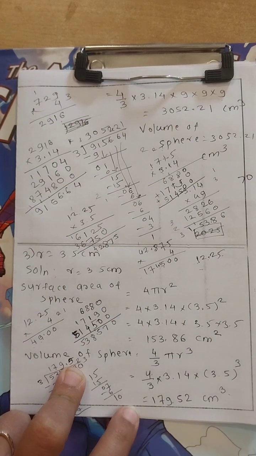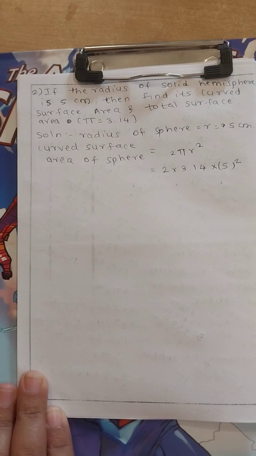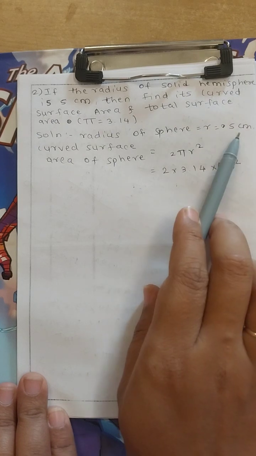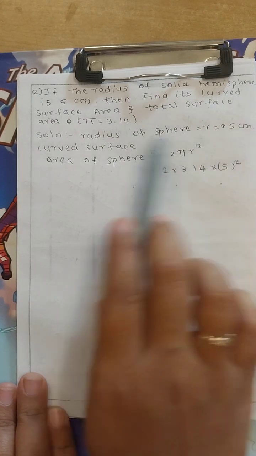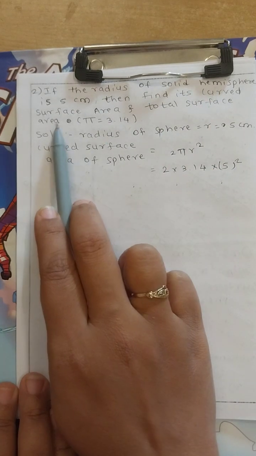Okay, next question, question number 2. If the radius of a solid hemisphere is 5 cm, then find its curved surface area and total surface area, where pi is equal to 3.14. They have told us to use the value pi is equal to 3.14. Solution: radius of sphere is r, which is equal to 5 cm. What have they asked first? They have asked to find the curved surface area.